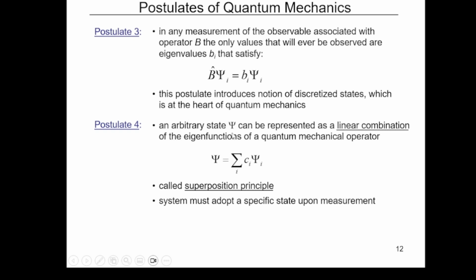So an arbitrary state psi can be represented as a linear combination of eigenfunctions of a quantum mechanical operator. It means you can represent this psi here as a summation of Ci psi i. These are individual components which are combined together to give you an overall wave function psi here. So an arbitrary state can be represented as a linear combination of eigenfunctions of a quantum mechanical operator, and that is also called the superposition principle. So the system must adopt a specific state upon measurement.